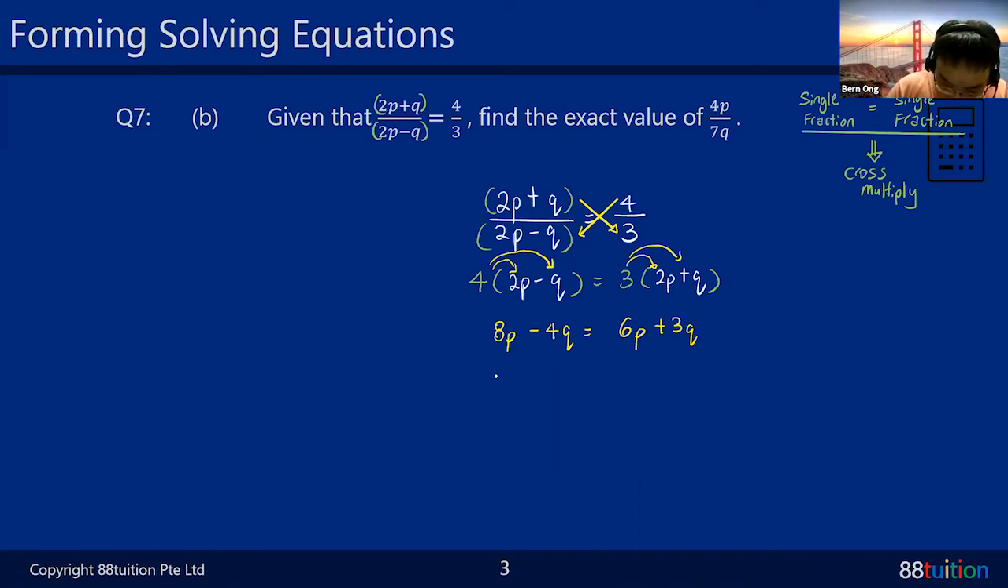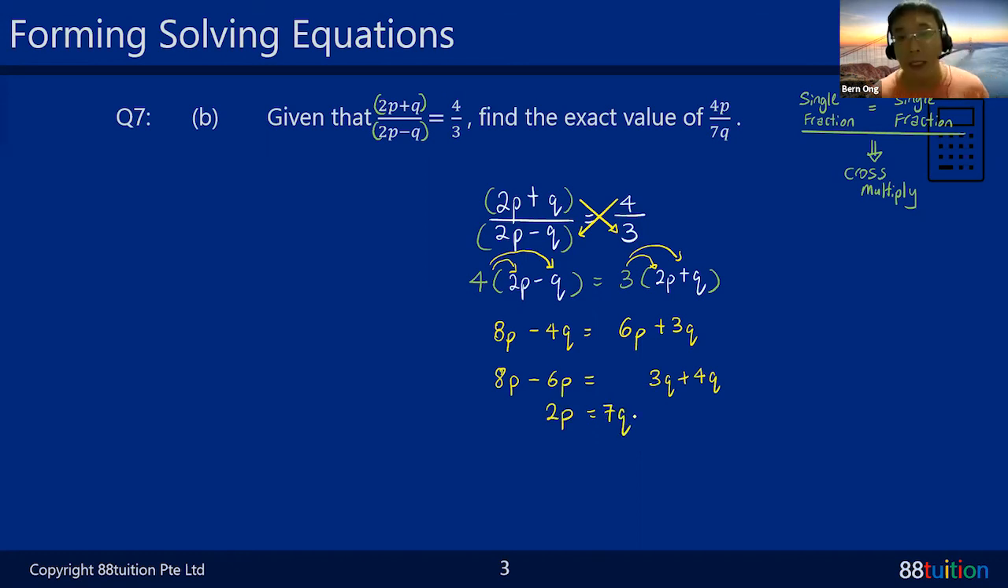Let's go. So 8p is here. Let's gather him there. Minus 6p. All right, plus 6p, bring across is minus, right? Down here left with your 3q. Minus 4q, push across, plus 4q. Then simplify a bit. 2p is equal to what? 7q. Okay. Up to here, there's nothing much you can do, right?